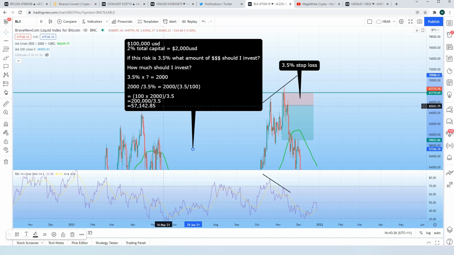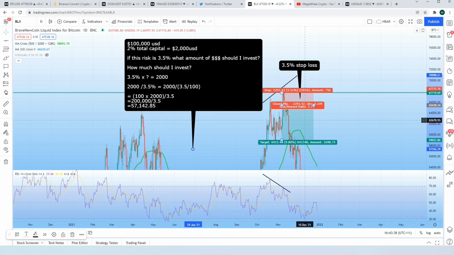So this is a method I use every single day to determine how much I should invest when trading. This is the mistake a lot of novice traders make. They look at the potential reward and they say, oh, I can make 10%. I am going to put in $100,000 so I make $10,000.